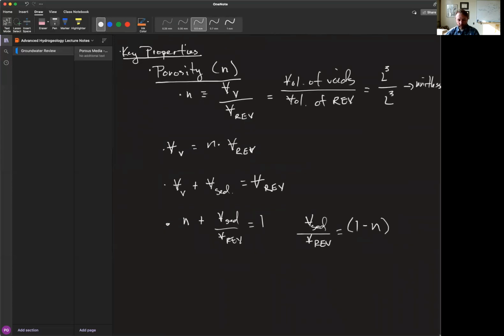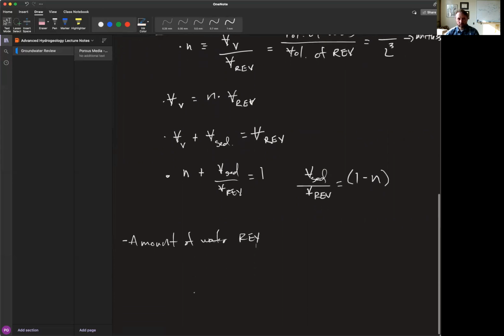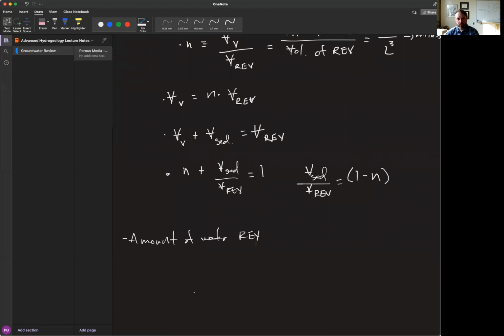All right, so now let's consider the amount of water in an REV. And like I said, a lot of what we do is account for the amount of mass of water in porous media. And so this is an important relationship. So let's define the volume of water, V W, as the volume of water in our REV.